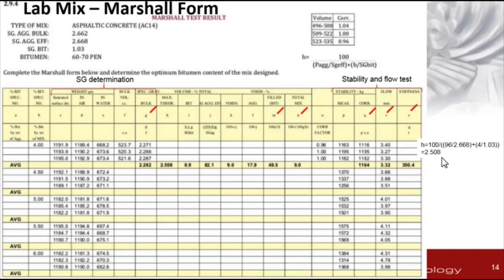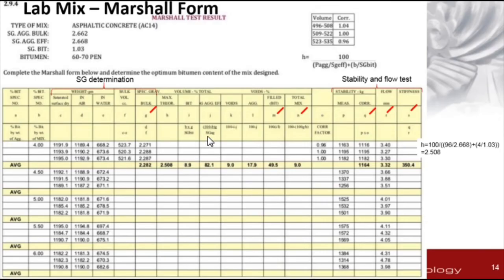The same calculation applies to the rest of the trial bitumen content. And for example, the second trial of 4.5% bitumen content, the percentage of aggregate will be 100 minus 4.5% bitumen content, which is now 95.5%. Then, continue the calculation for column I and J. I is the volume of bitumen and J is the volume of aggregate in percentage. Okay, let's try to do the calculation for column I and J based on the data given in the Marshall form. You can use the formula given in the column.